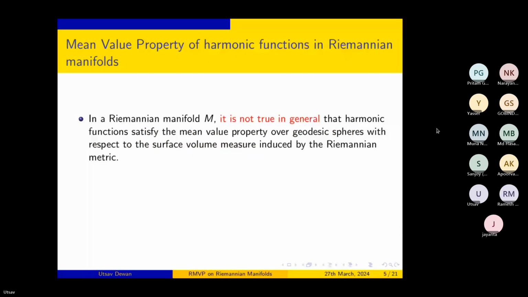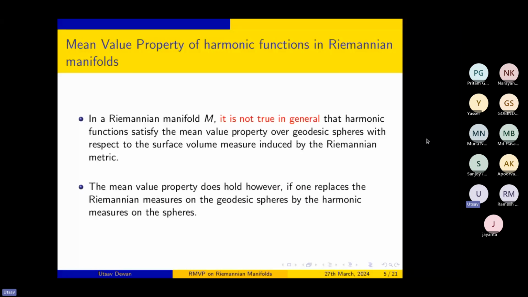But before posing this problem of the restricted mean value property, or even trying to get hold of a Fenton type result, the first thing one should know is what the natural mean value property for harmonic functions in general Riemannian manifolds is. In a Riemannian manifold M, it is not true in general that harmonic functions satisfy the mean value property over geodesic spheres with respect to the surface volume measure induced by the Riemannian metric, unlike the case of Euclidean spaces.